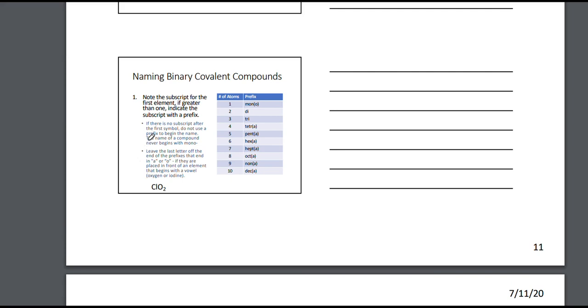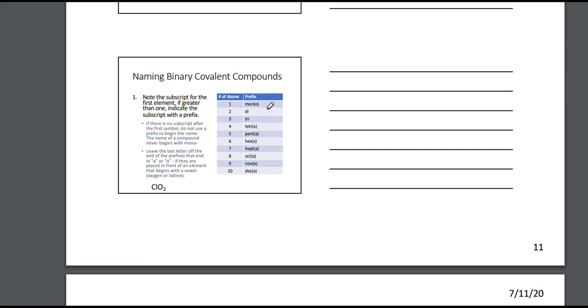Okay? So there is no subscript after the first symbol. Please pay attention to this. Do not use the prefix mono to begin a name. The name of the compound never begins with a mono. So our covalent compound nomenclature never starts with a mono. It either starts with a di, tri, but never a mono.